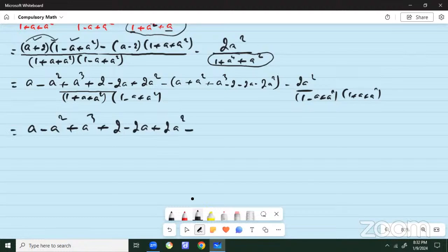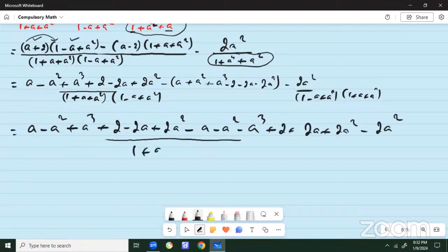If you open the bracket with negative sign, then you'll get negative a cube plus 2 plus twice a plus twice a squared. And if you take the LCM, you will get in the denominator 1 plus a plus a square, 1 minus a plus a square. Now simplify this. What is the final answer? Can you factorize? Can you simplify? Take 1 minute.